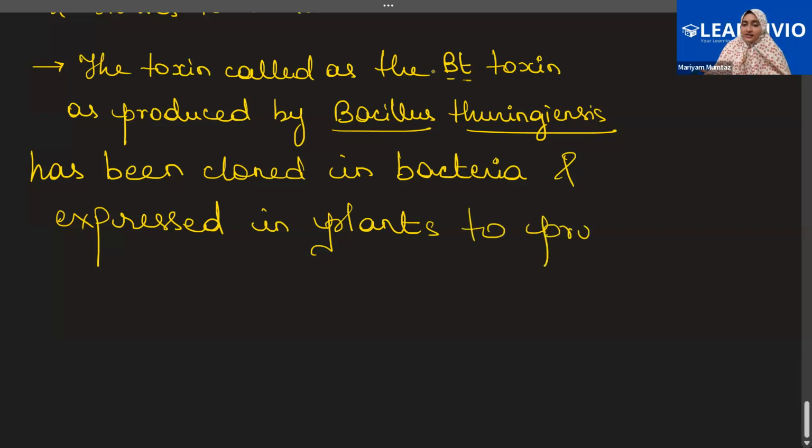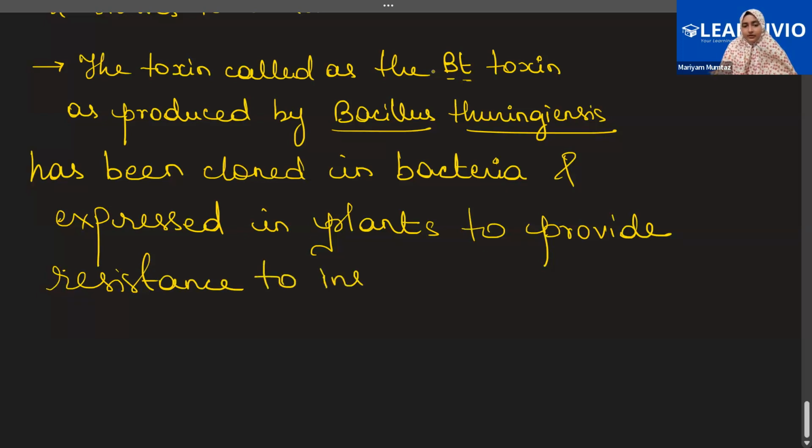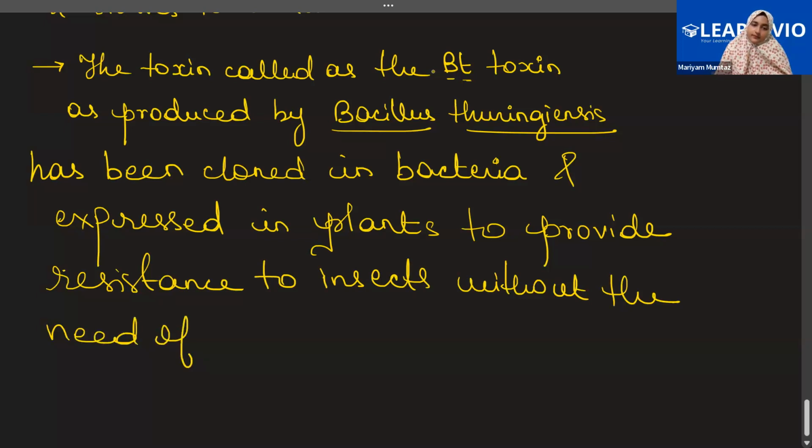Now, why is it expressed in the plant? To provide resistance to insects without the need of chemical insecticide.